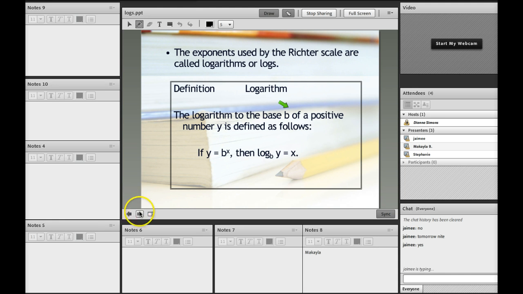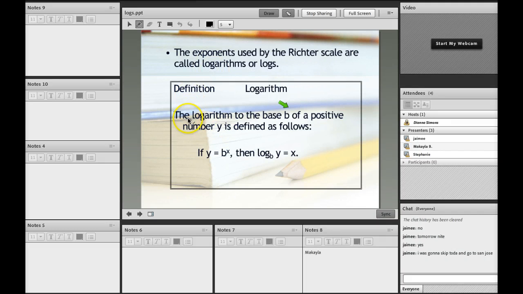All right. So we're going to talk about logarithms and a little bit about exponentials. The exponents used by the Richter scale are called logarithms. So whenever you hear about an earthquake, or even I think tsunamis, they use the Richter scale. As far as how big they are, they say they were 2.4 or something, but that's a logarithmic scale.